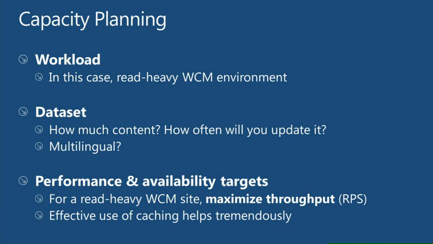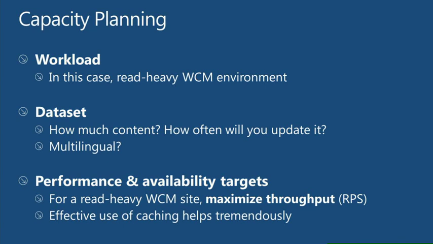So when we're in a WCM site, the key thing that we're interested in is maximizing the throughput as much as possible on the equipment we have, on the hardware we have. And so the basic metric that we're interested in here, whilst there are others, the most important is RPS, or requests per second. The number of requests the machines can deliver concurrently each second.